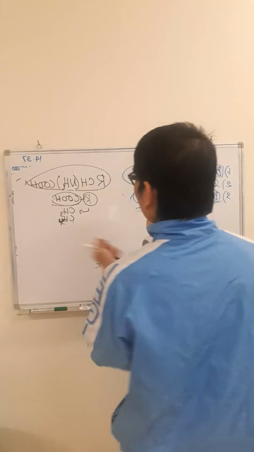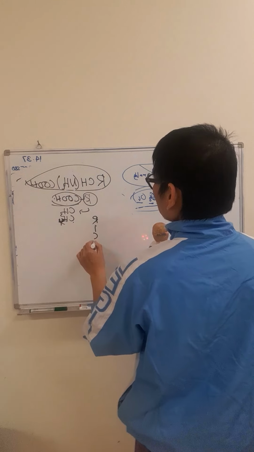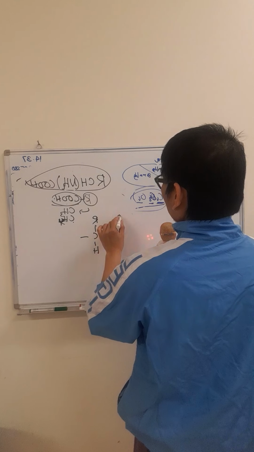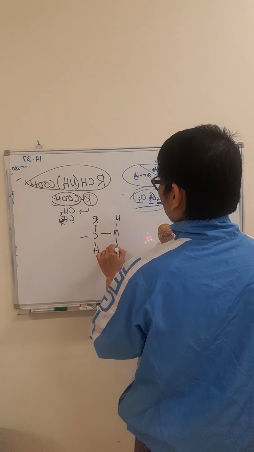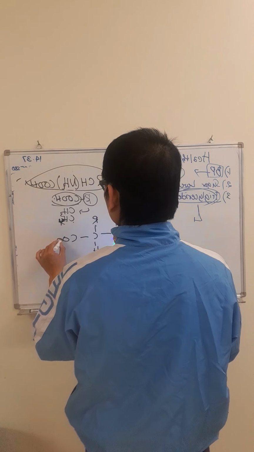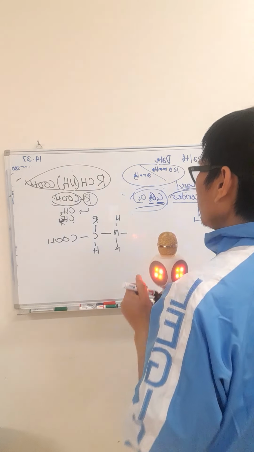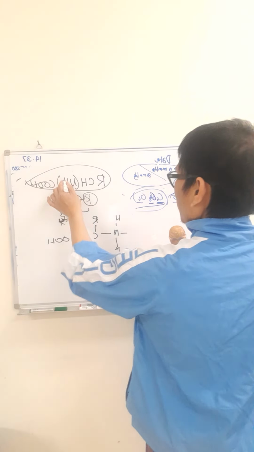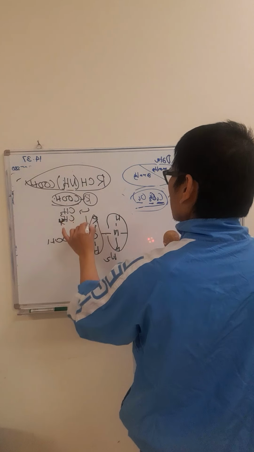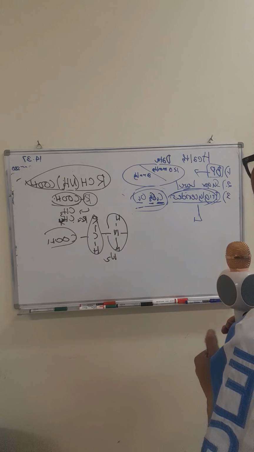Okay, so I'll show you. This is going to be the structural formula. Okay, R, H, and then we have N, H, and then we have COOH. Okay, like this. Get the point? So NH2 is here, and this is the RCH here, and this is the COOH. So RCH, NH2, COOH. Okay, get the point?